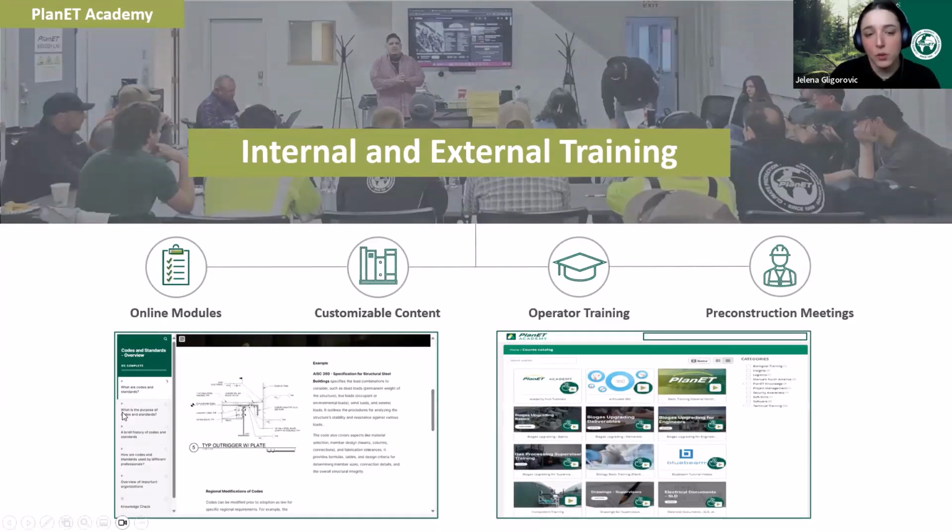We also have a tool, we call it our PlanET Academy. We use it first to onboard new employees and do training across the board on commissioning, electrical safety, biology, all of that. We kept it internal, and now we're offering it externally as part of our operator training, and so having access to customizable content, online modules, all that's available with us as well.